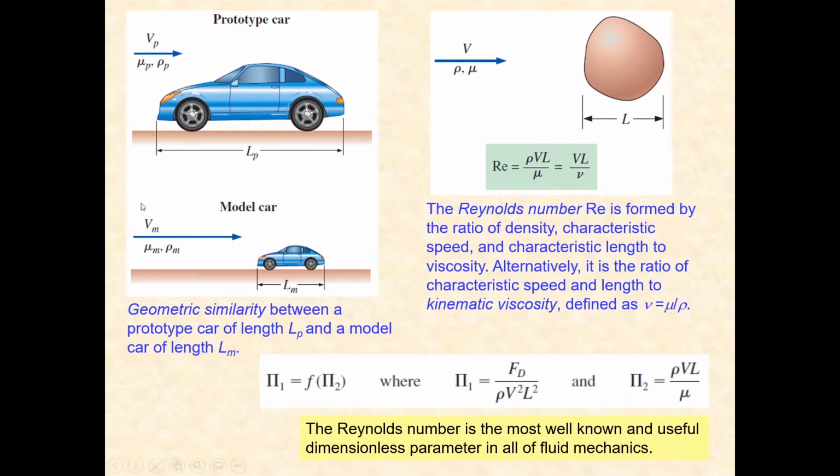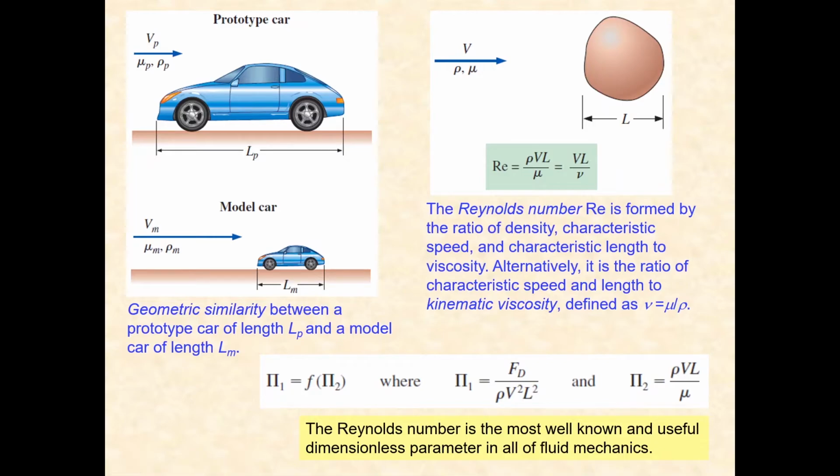Okay, this is an example of when we build a model car which is downscaled in size compared to the prototype car. You can see that LP is the length of the prototype and LM is the length of the model. The dynamic viscosity mu and the density for the prototype and for the model are not necessarily the same. So the Reynolds number is formed by the ratio of density, characteristic speed and characteristic length to viscosity. Alternatively, it is the ratio of the characteristic speed and length to the kinematic viscosity, defined by nu. So nu equals mu over rho, where the kinematic viscosity equals the dynamic viscosity divided by the density.